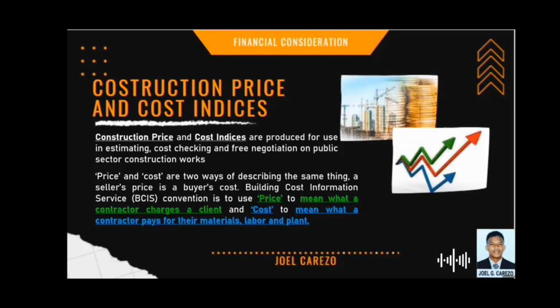Price and cost are two ways of describing the same thing. A seller's price is a buyer's cost. Building Cost Information Service, or BCIS, convention is to use price to mean what a constructor charges a client, and cost to mean what a constructor pays for the materials, labor, and plant.